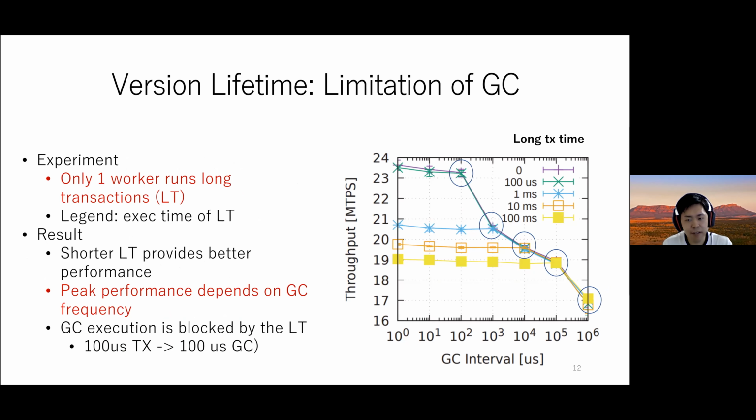This is an experiment with version lifetime. We use Cicada that has rapid GC. In this experiment, only a single worker processes long transactions and all the other workers process short transactions. The label of the figure indicates the artificial delay in the long transactions. We found a strong correlation between the delay of long transactions and the GC interval. The performances are limited by GC intervals. This is because even one long transaction prevents the progress of the GC. One needs to reduce visible versions to solve this problem.